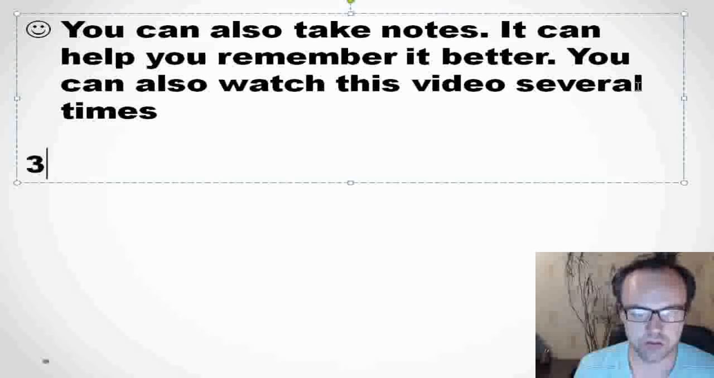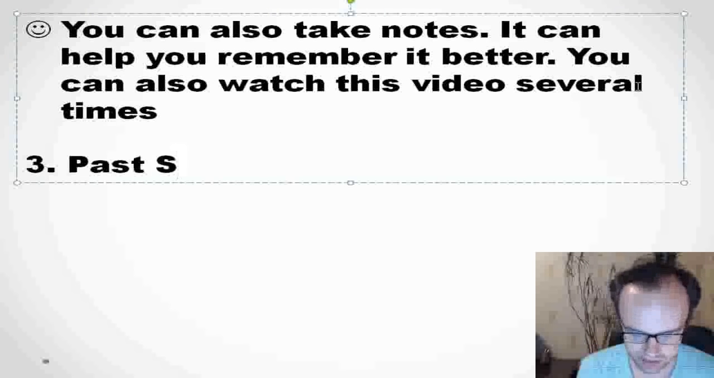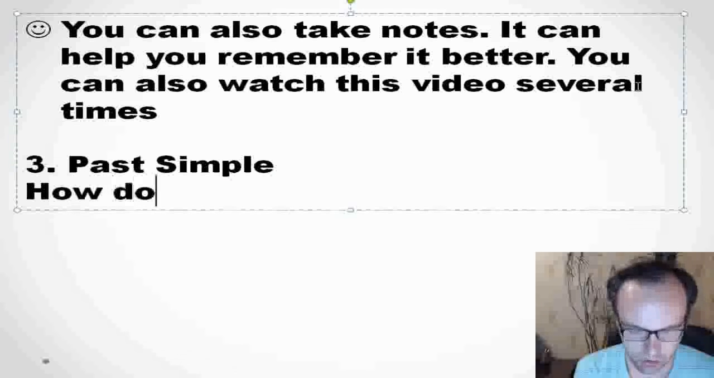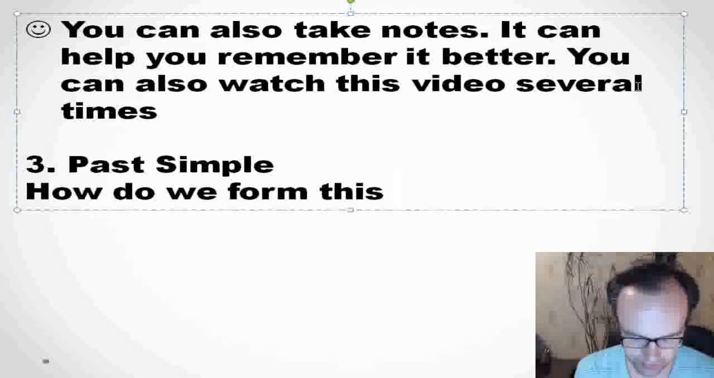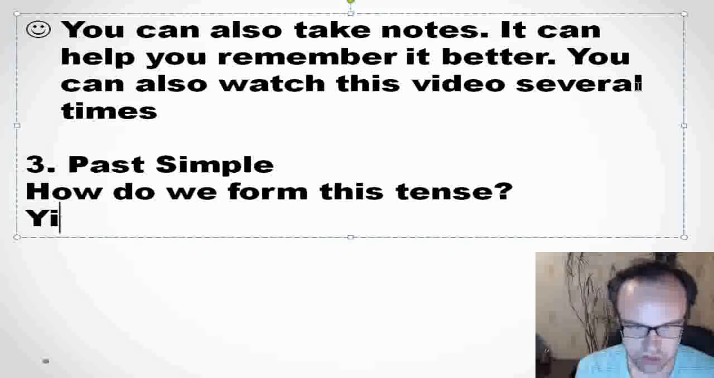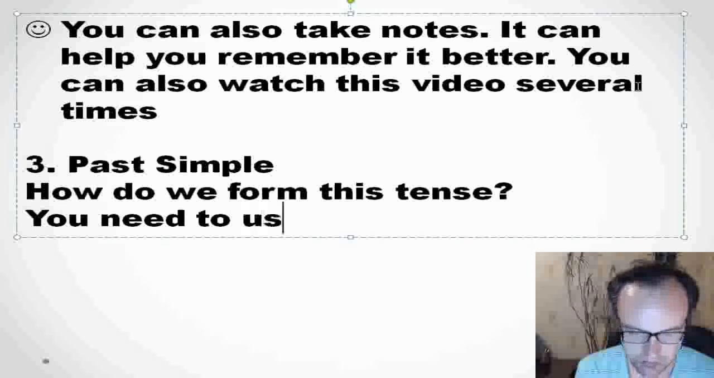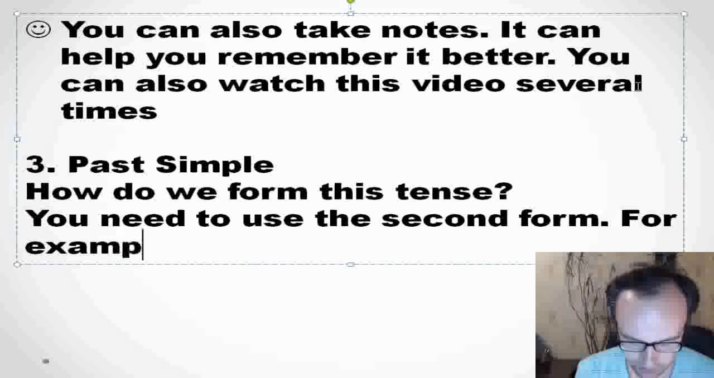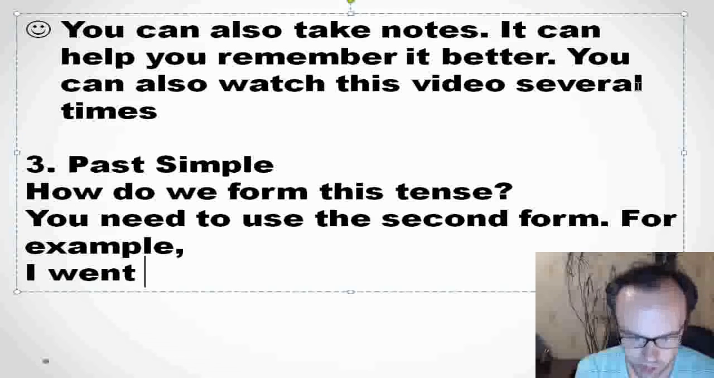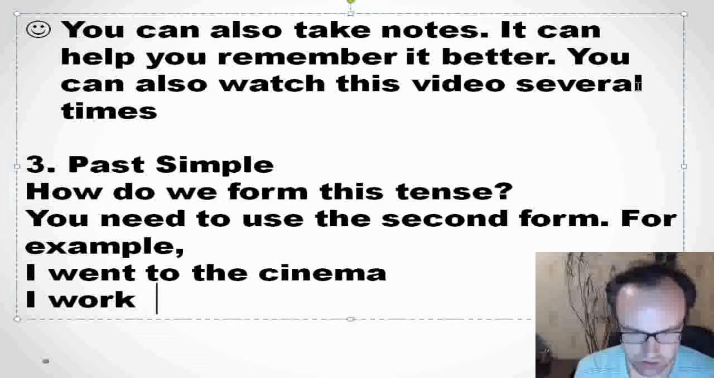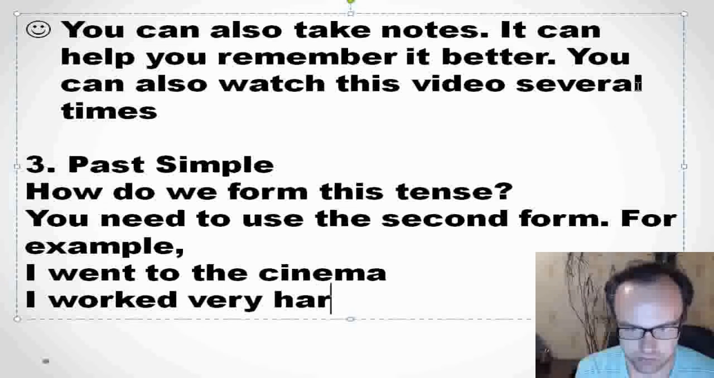Well, three, it's past simple. So how do we form this tense? You need to use the second form. For example, I went to the cinema. I worked very hard.